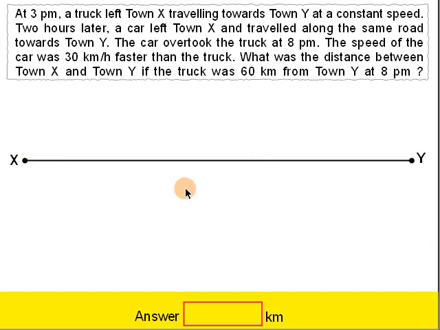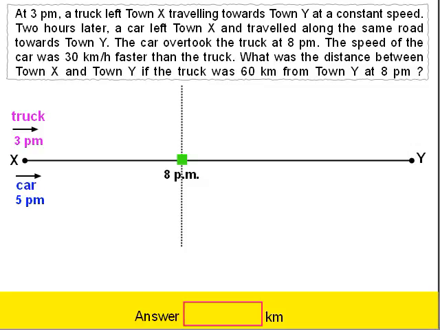This is tower X to tower Y. And then we are told that actually at 3 p.m. the truck left. Okay? And then 2 hours later is 5 p.m., the car left tower X for tower Y. And then they met at 8 p.m. Alright, so we draw an intersection here. This is where they met.